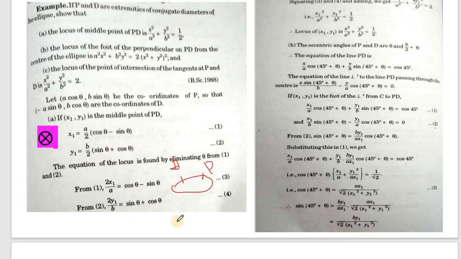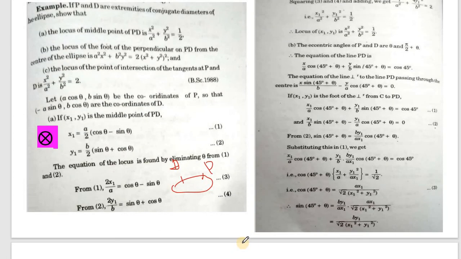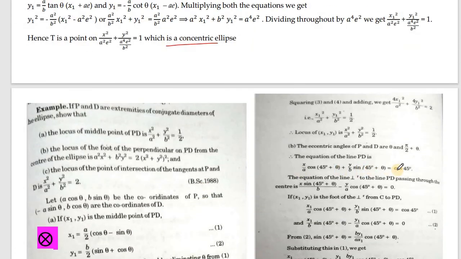This is further simplified as this. So squaring 3 and 4 and adding, we get this. We need to get rid of this cross term, so automatically that will go by squaring and adding. And therefore the locus you can easily find.